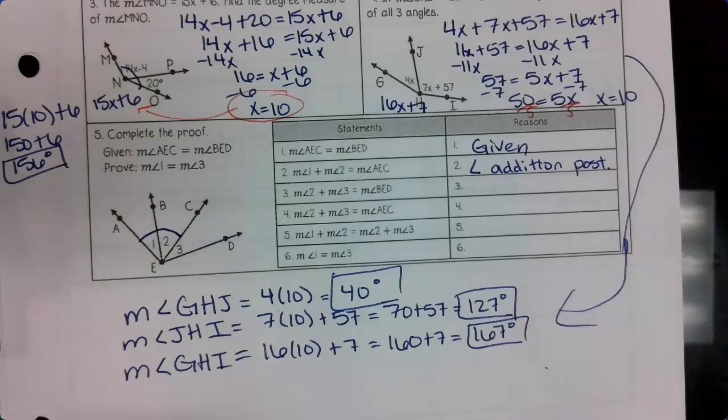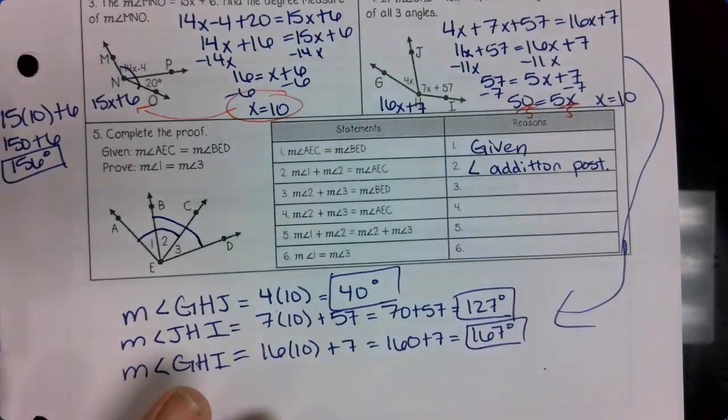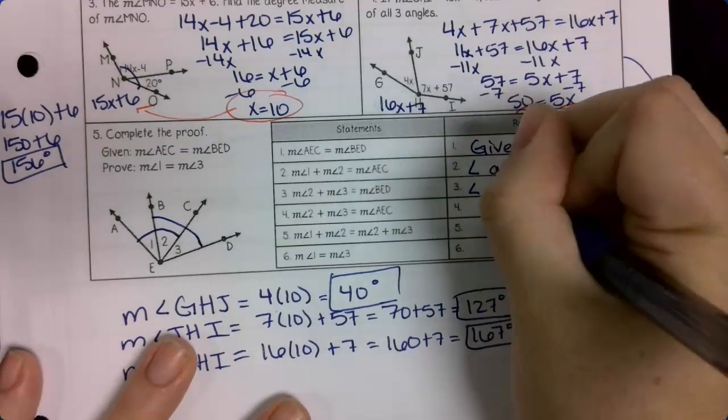And I'm going to abbreviate postulate. Okay, the next one says the measure of angle 2 plus the measure of angle 3 equals the measure of angle BED. So, this one again, same thing, I'm adding 2 angles together to make a third angle. This one is going to be my angle addition postulate.